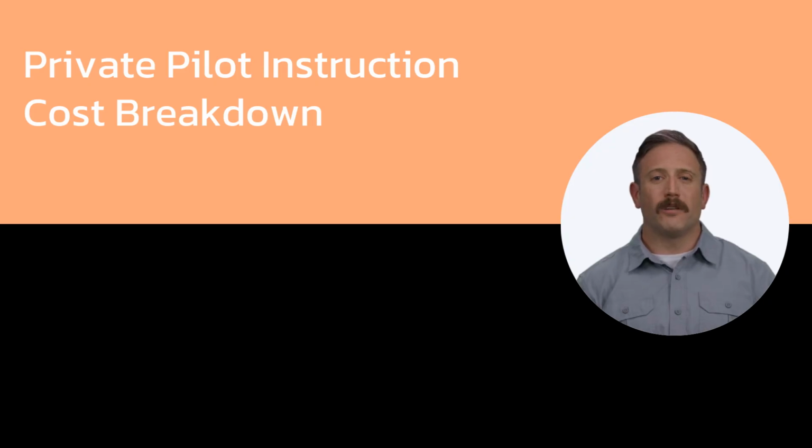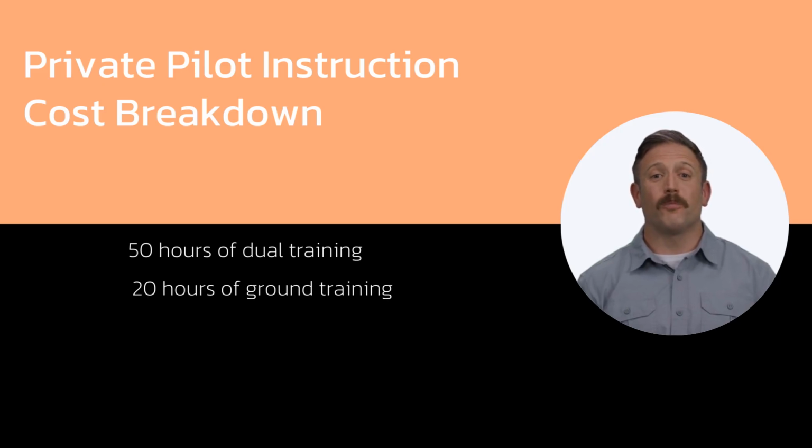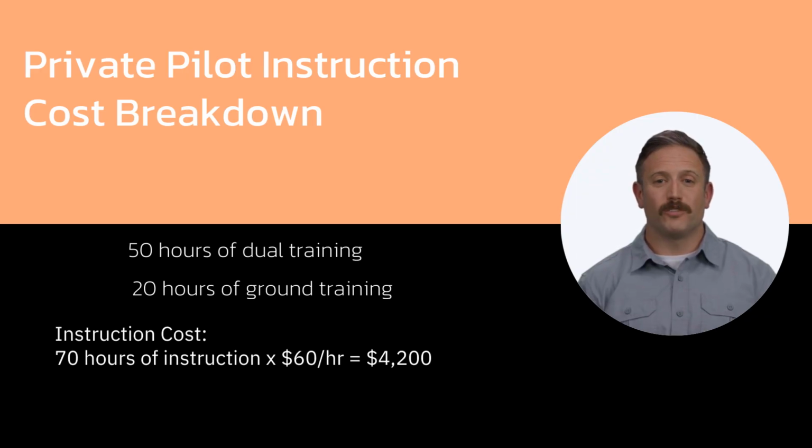For the private pilot, you will be training with your instructor for about 50 hours, otherwise known as 50 hours dual. You'll also pay an additional 20 hours of instruction for ground instruction. That includes pre- and post-flight briefing. So, 70 hours of instruction times $60 per hour equals $4,200 for instruction alone.